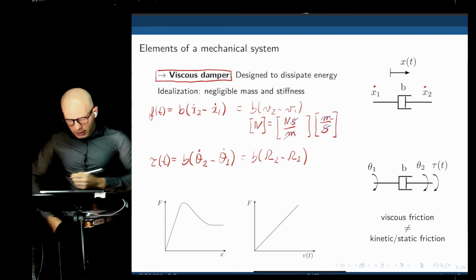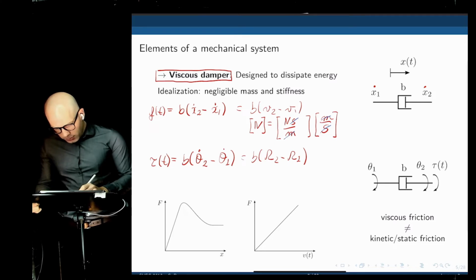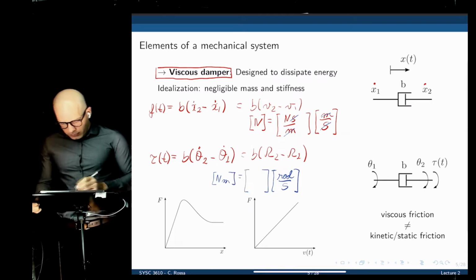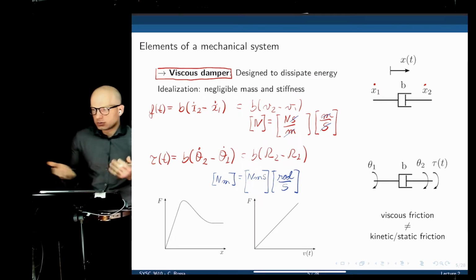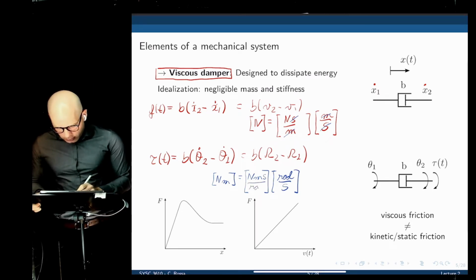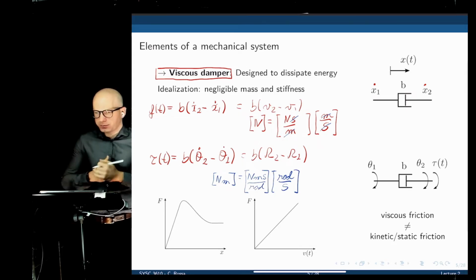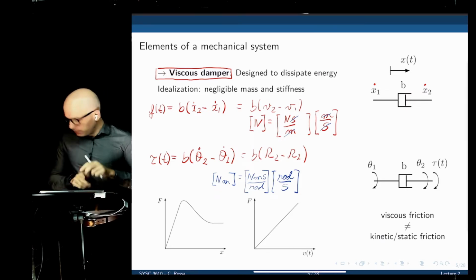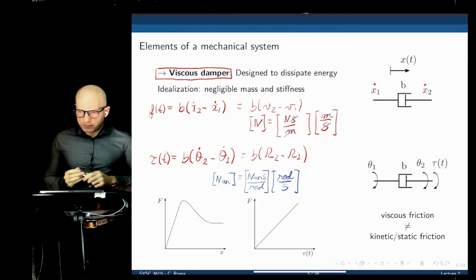Let's do the angular case. So the angular case, the speed is radians per second. Torque is Newton meter. What is the unit for B? Newton meter second over radians. Radians we don't need to add there. There's no unit, so divided by radians, if you want to have it there. Okay, and that's the unit for B in a rotational system.